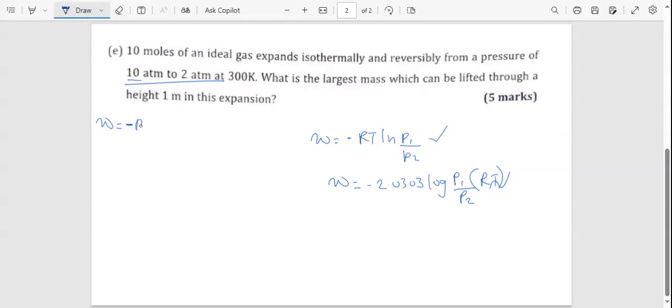So I'll say RT, natural log of pressure 1 over pressure 2. Okay. So this one, they are always in proper ratio like that. So I'll put now negative, what is the gas constant?